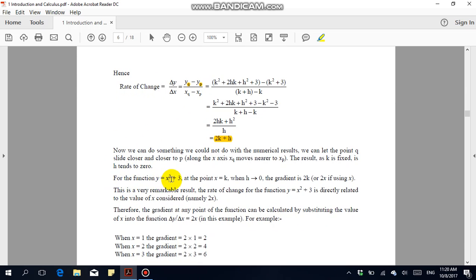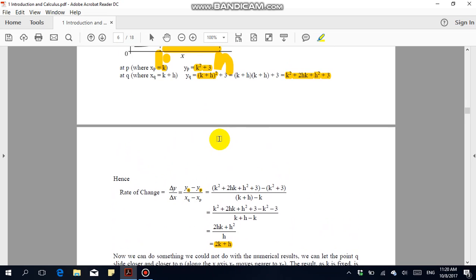So he's saying for the function y equals x squared plus h at the point x is equal to k, when h is equal to 0, the gradient is 2k. Basically he's saying when h becomes 0, the gradient is 2k. Now this is not a very significantly important result, but you'll understand why he's trying to tell this to you right now.